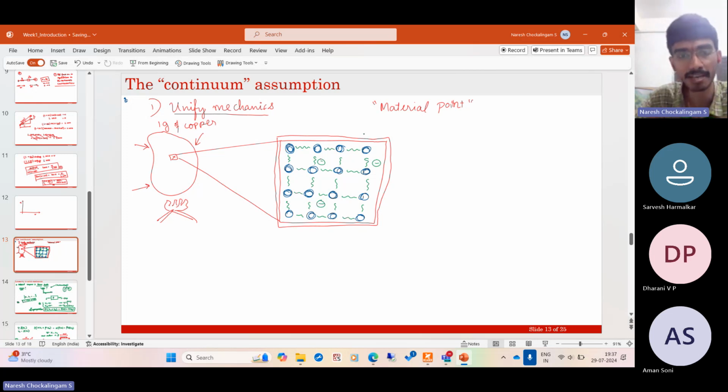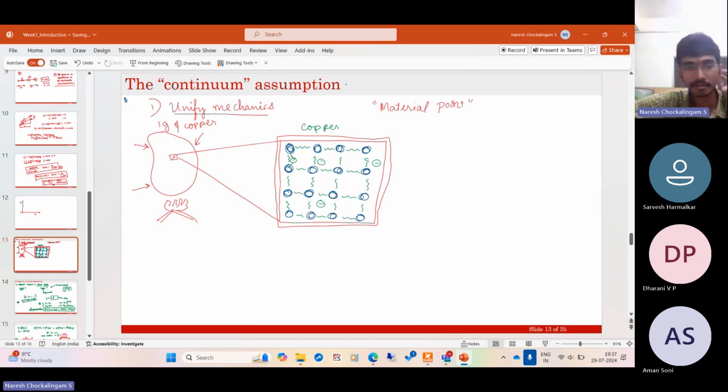So there are electrons running all around, and these atoms are positively charged, so they attract those electrons. There is some kind of interaction. We don't need to get to that level. Right now, there is some kind of atomic interaction in copper. This is what it is.